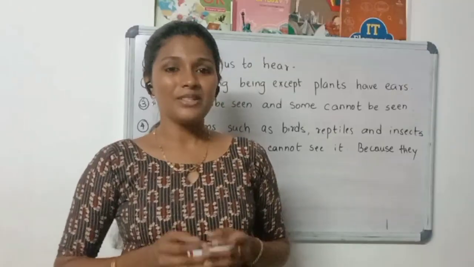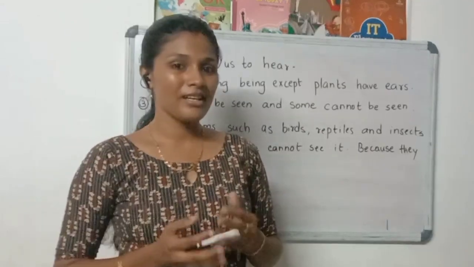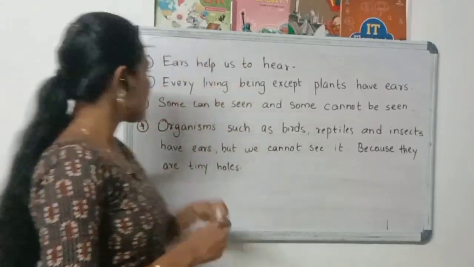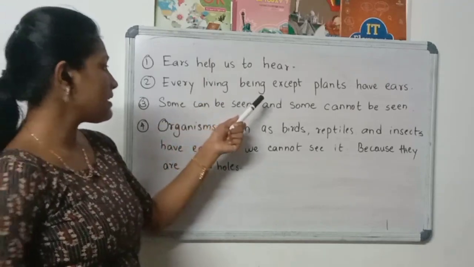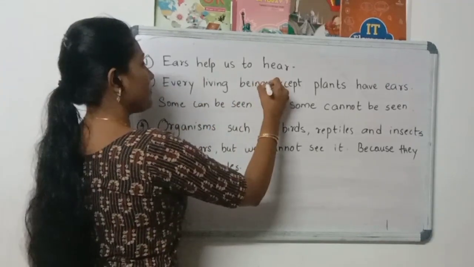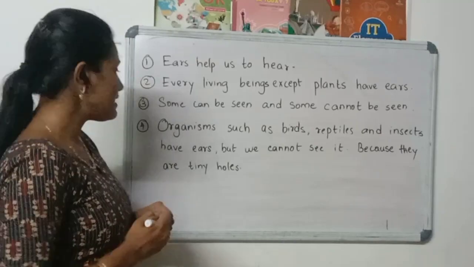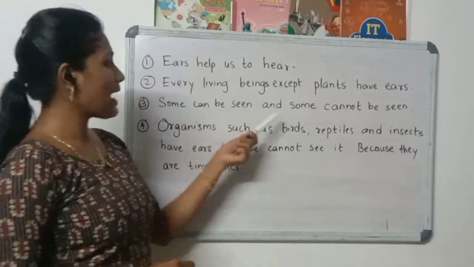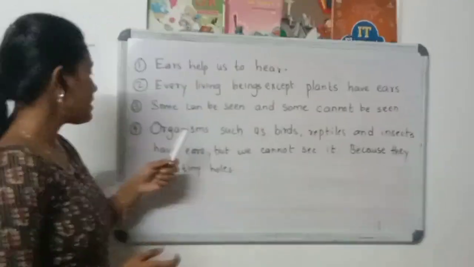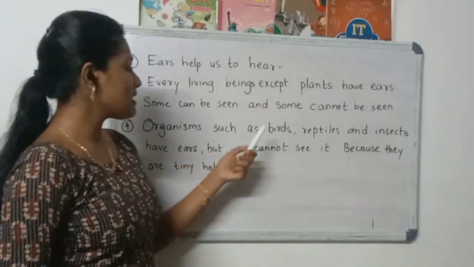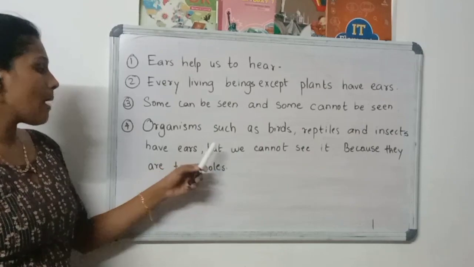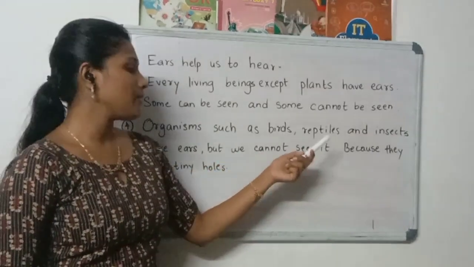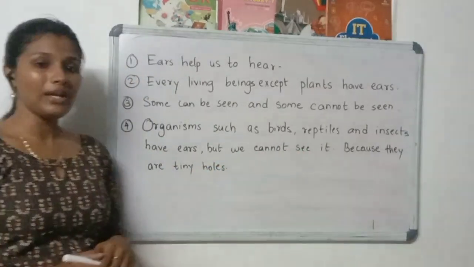So, from this portion, we came to know that ears help us to hear. Every living being except plants has ears. Some can be seen and some cannot be seen. Organisms such as birds, reptiles and insects have ears, but we cannot see them because they are tiny holes.